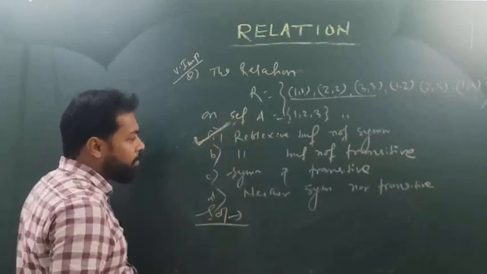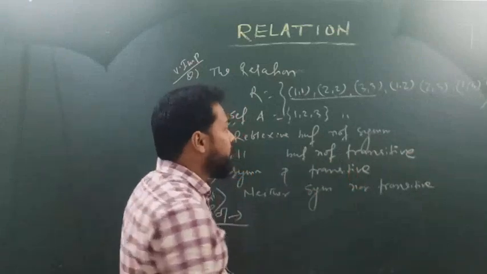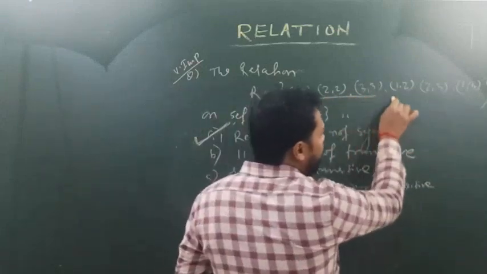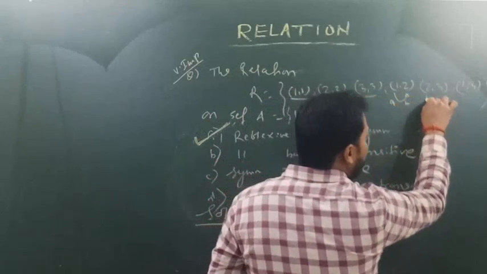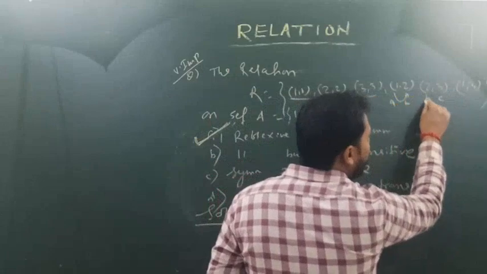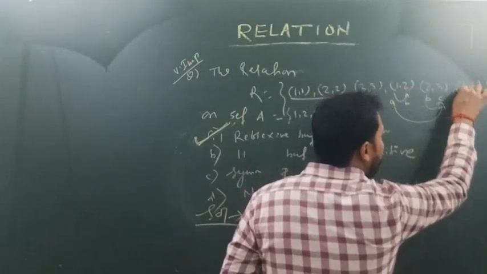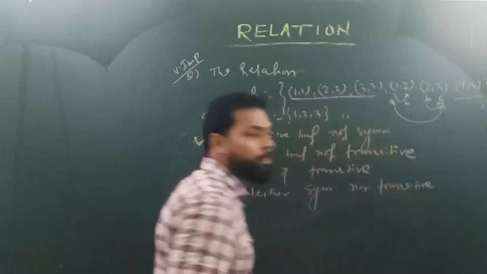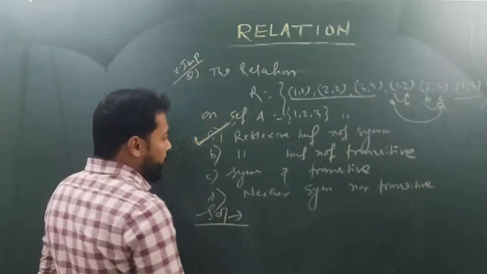Now we will check for the second option: reflexive is okay but not transitive. See, up to here no problem. We have (1,2). Suppose this is A to B, and this is B to C. So A to C must be (1,3), and (1,3) is given here. So this is a transitive relation.